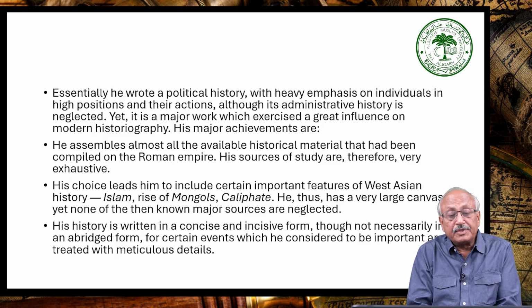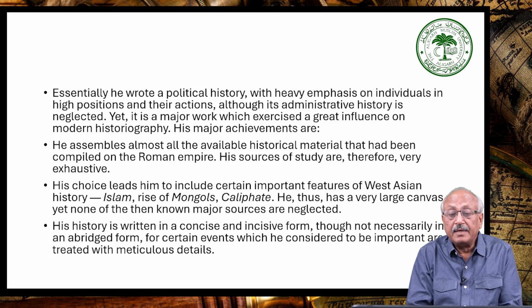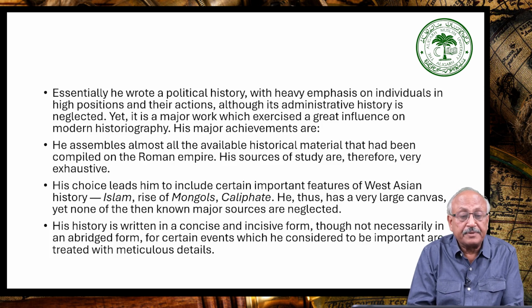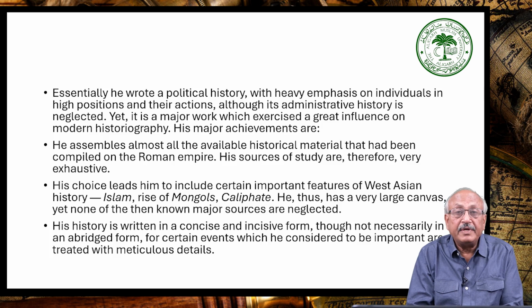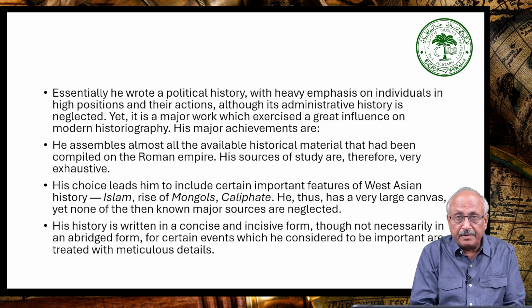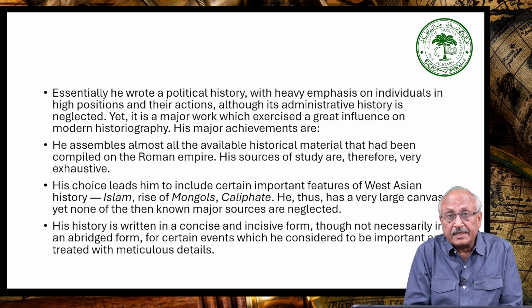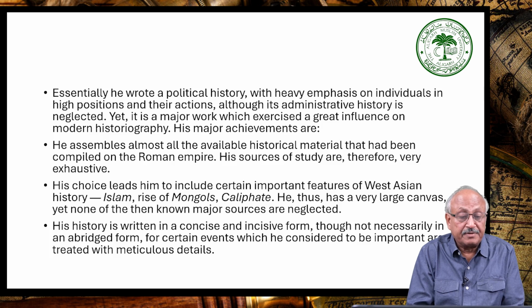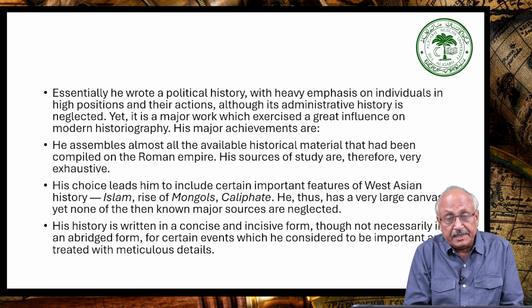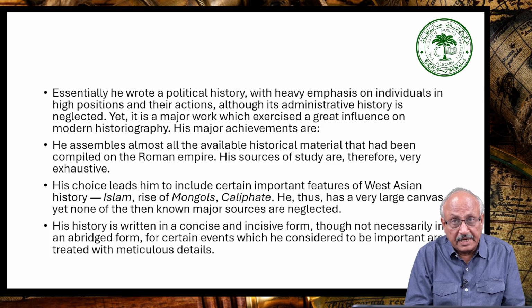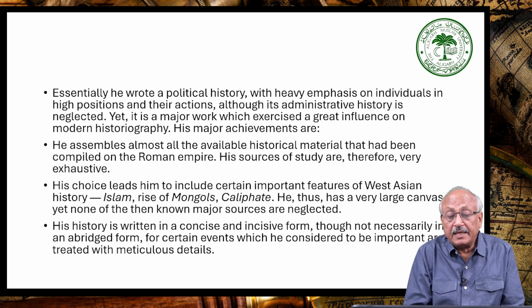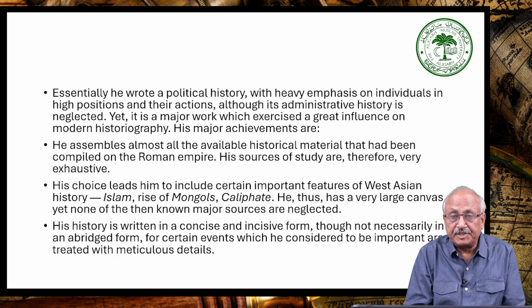So, he assembled almost all the available historical material that had been compiled on the Roman Empire. His sources of study are therefore very, very exhaustive. Not a common, not a human feat, I would say. His choice leads him to include certain important features of West Asian history. As I was saying in the beginning, he is dealing with Islam, he is dealing with the rise of Mongols, he is dealing with the Caliphate. Thus, he has a very large canvas, a wide spectrum. Yet none of the then known major sources are neglected.